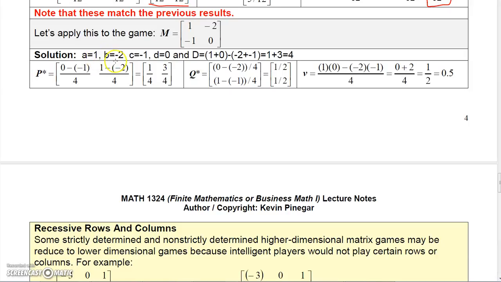So A is 1, B is -2, C is -1, D is 0. And so capital D would be 1 plus 0 minus (-2 plus -1). So that would be 1 minus -3, which is 1 plus 3, which is 4. So capital D is 4.